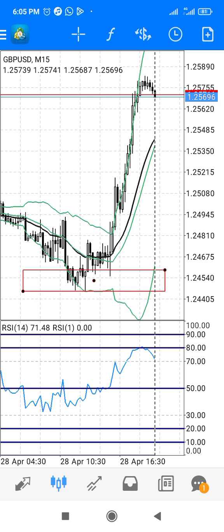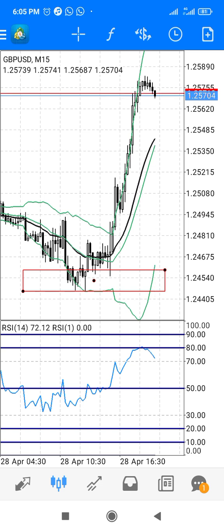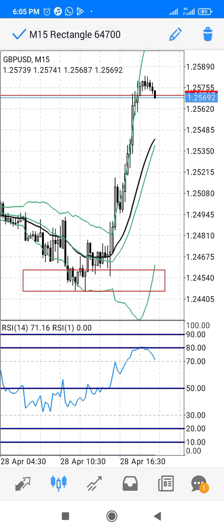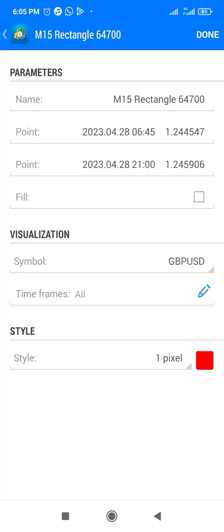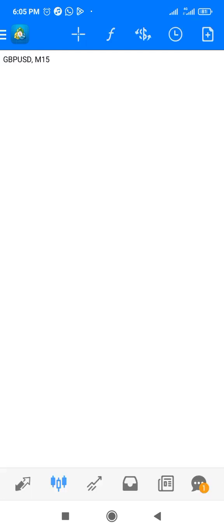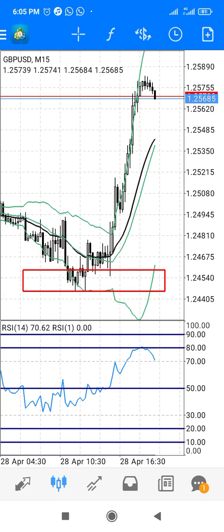You can increase the size of the lines of the rectangle. Just touch it and hold. It will bring out this. You now tick this pen sign, or that looks like edit. It will open. When you come to this pixel, you just increase the pixel. You select done. You can see the size of the rectangle. The rectangle is now bold.